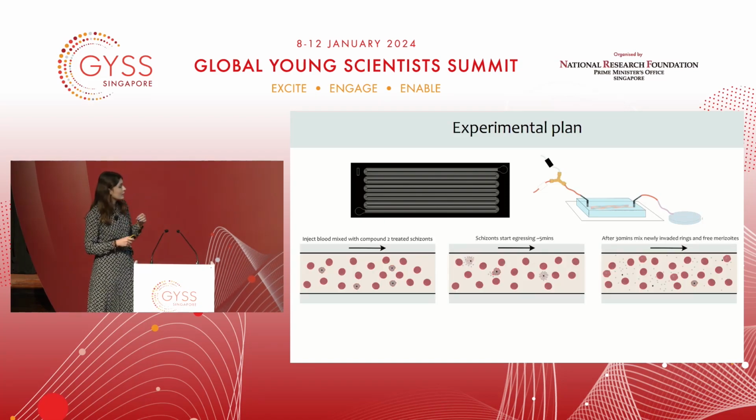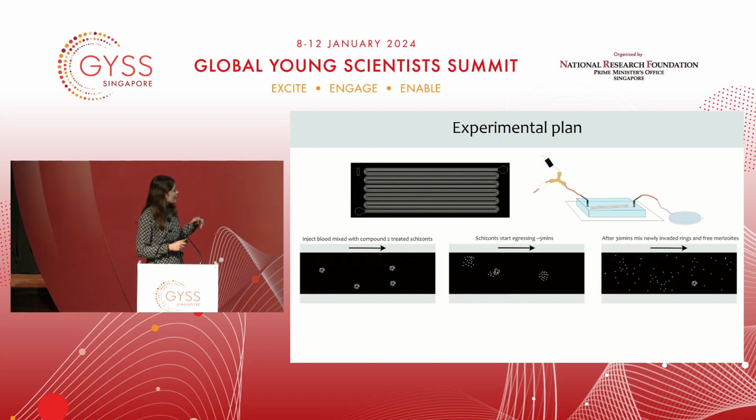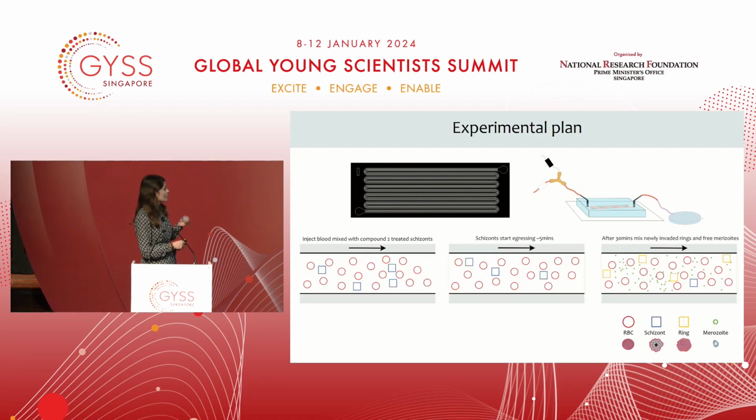So then we take very, very synchronized parasites, and we inject them into our device, and they're treated with a drug, which means that when we wash it off, they'll all start egressing in our channels. And then once the parasites are released from the infected cells, they'll go on to invade new red blood cells under the controlled flow. We then stain the parasites with a fluorescent dye so that we can visualize them in bright field. And we use image analysis to identify the different cell types in our channel and track their motion as they move along the channel.